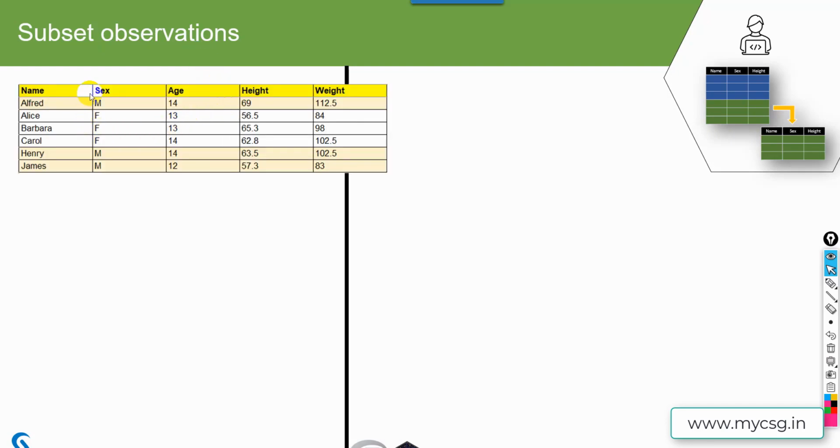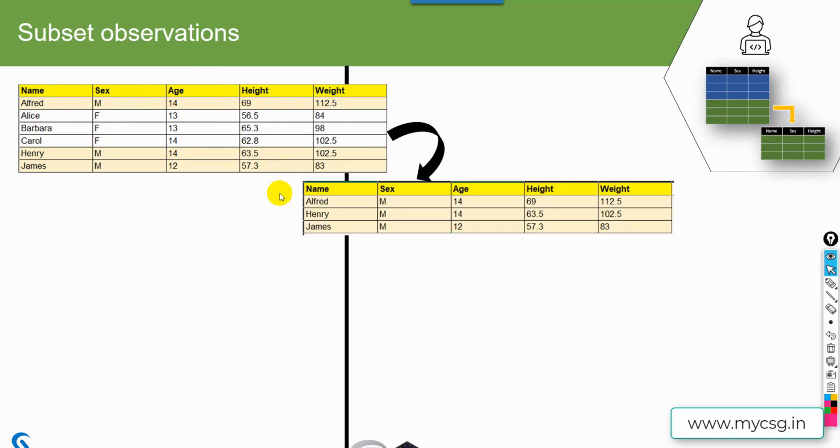So let's say we have this example data wherein we have data for some of the students, Alfred, Alice, Barbara, Carol, Henry, and James. And there are additional variables called sex, age, height, and weight. Let's say that we are interested in subsetting this data only for male students, which is Alfred, Henry, and James. The sex variable has a value of m and f. For male students, it is m. So we are interested in creating this subset dataset which has only male students.